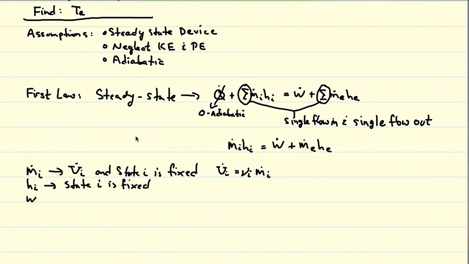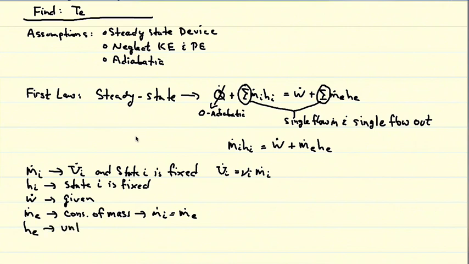W dot, the power, is given to us, and so that is known. M dot E is also known from conservation of mass. From our conservation of mass equation, we know because it's single flow in, single flow out, m dot I is equal to m dot E. We already know m dot I from V dot I and state I being fixed, so we necessarily know m dot E. The only thing that we don't know in the first law equation is HE, right? HE is unknown. It's the only unknown variable in that equation, one unknown, so we can solve for HE.